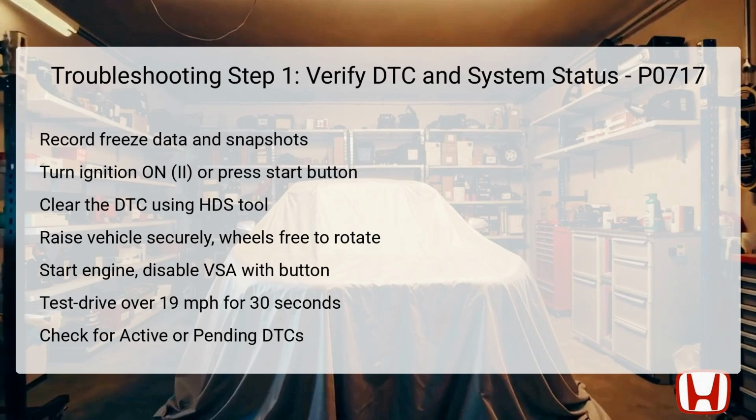Starting the engine and disabling the vehicle's stability assist system ensures the system's operation isn't affecting the sensor readings. A test drive exceeding 19 miles per hour for at least 30 seconds is necessary because the sensor detection and signal processing occur at this speed range. Once the drive cycle completes, recheck for any active or pending DTCs in the HDS. A duplicate code reinforces the presence of an ongoing issue requiring further diagnosis.